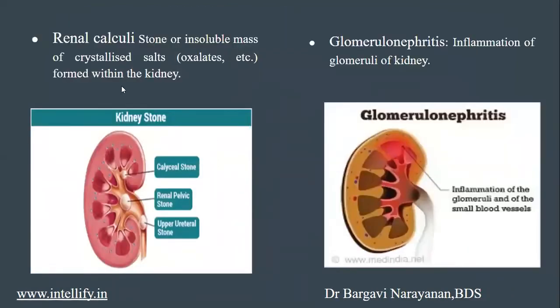Now, the next disorder is renal calculi, which are stones or insoluble masses of crystalline salts, such as oxalates, formed in the kidney. As you can see over here, these are the calculi. This is going to produce intense abdominal pain. The next is glomerular nephritis, which is the inflammation of the glomeruli of the kidney.